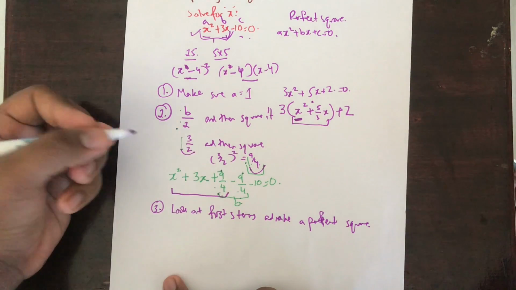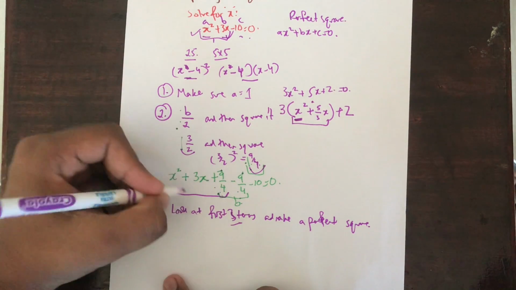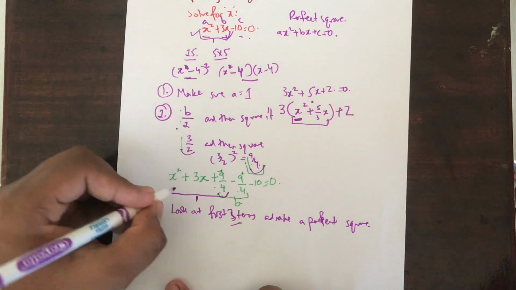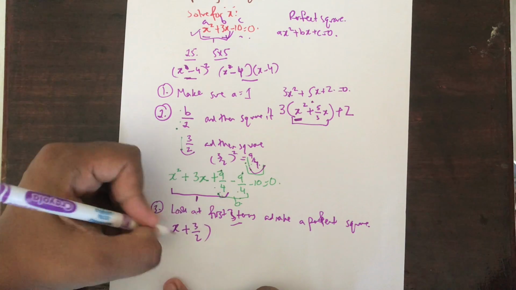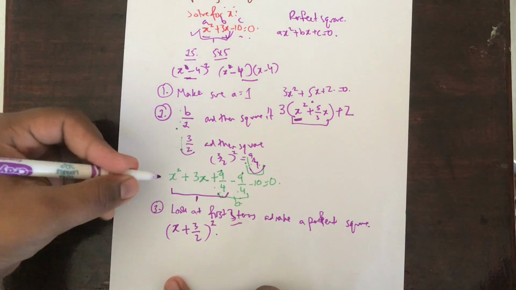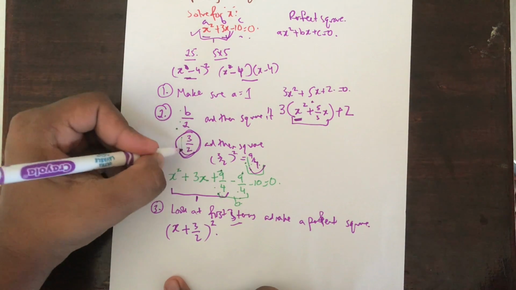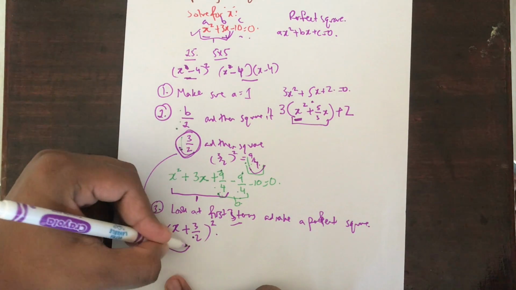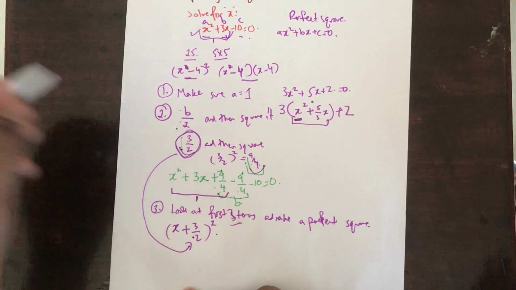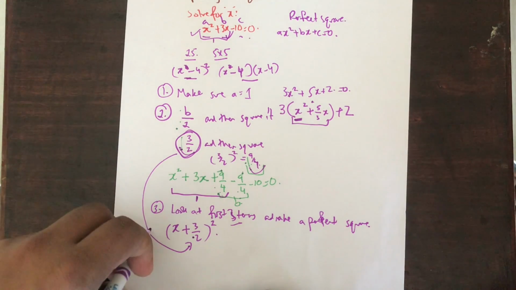You look at these 3 terms. That's the first 3 terms. You get a perfect square out of them. This is actually (x + 3/2) squared. Notice why we kept this thing. This thing will help us to get the perfect square. So therefore I've just substituted it back here to get (x + 3/2) squared.